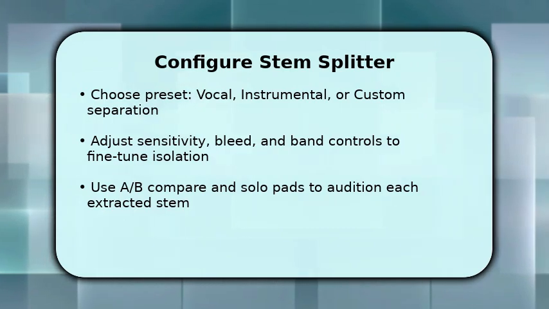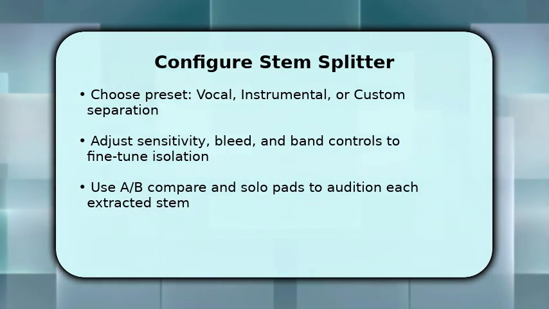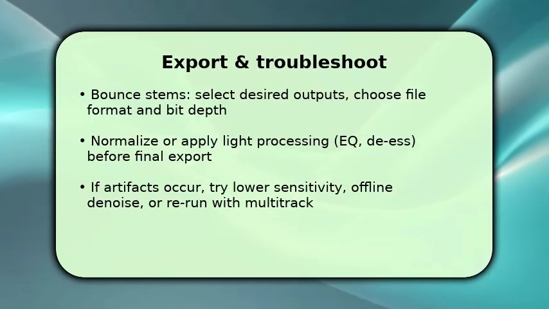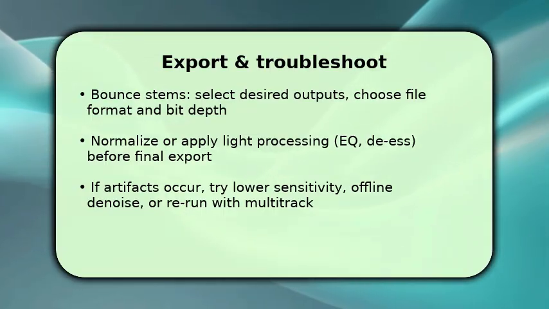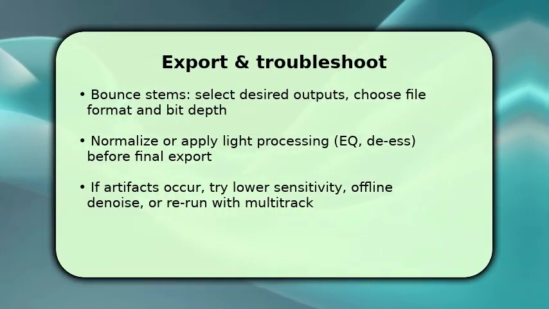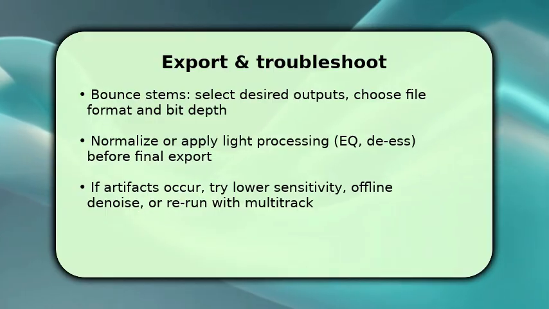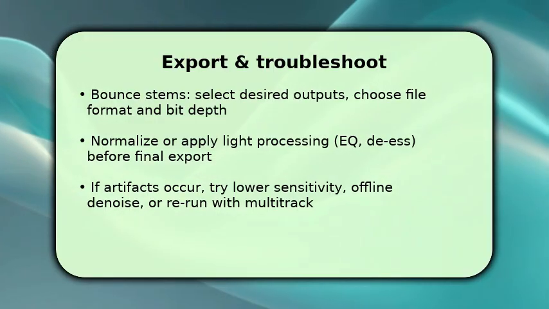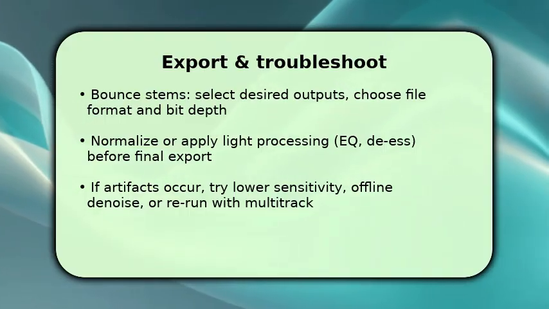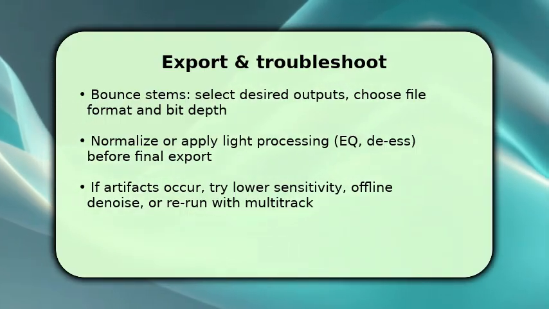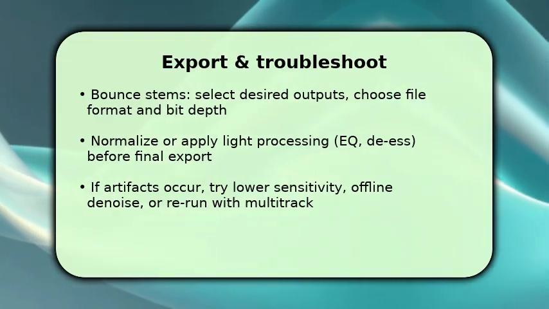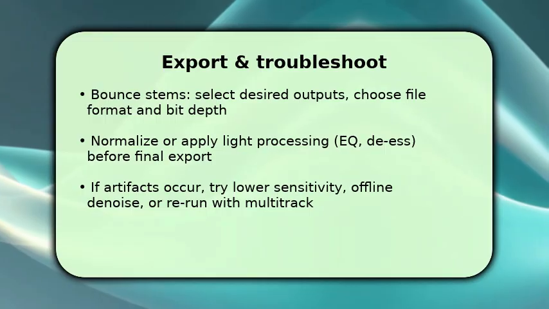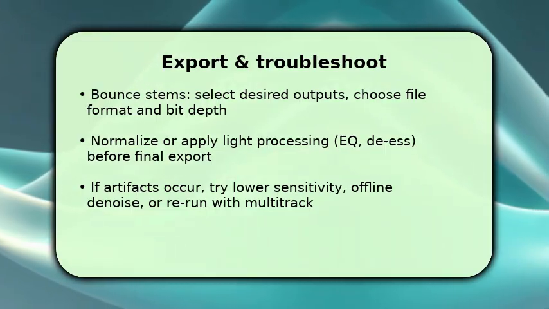Finish by routing each stem splitter output to its own track and set export levels. Bounce stems one by one or as a batch with consistent bit depth. You should apply minimal corrective EQ or de-essing before export to avoid baking artifacts into files. If you encounter ringing, phasing, or warbling, lower sensitivity, enable offline denoise, or rerun using multi-track stems instead of a stereo mix. This troubleshooting step preserves quality while showing why.